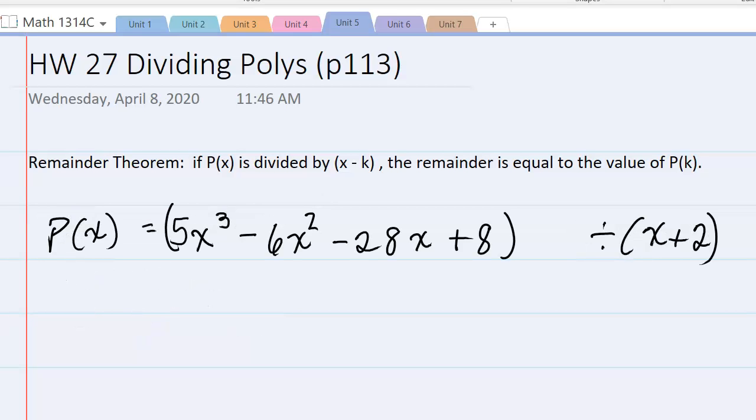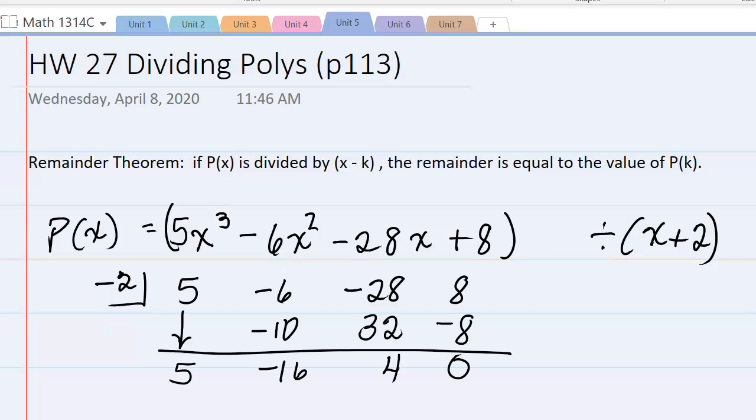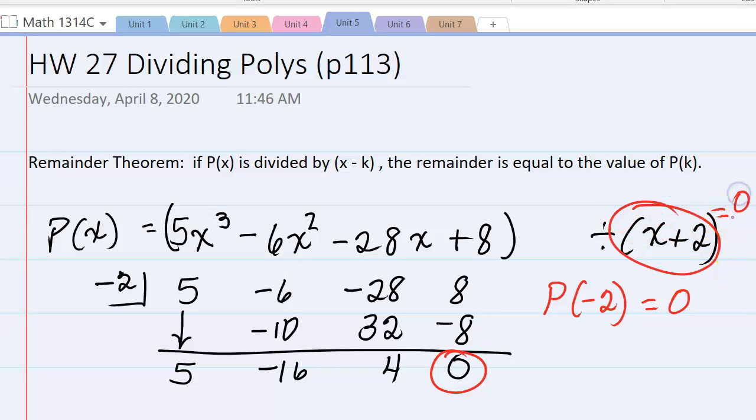In example number 1, we had p of x equal to 5x cubed minus 6x squared minus 28x plus 8, and we divided it by x plus 2. We found by synthetic division that there was no remainder, or a remainder of 0. By the remainder theorem, we can conclude that p of negative 2 is equal to 0. Note that we are using x equal to negative 2 because we are solving the divisor x plus 2 equal to 0, just like we did for synthetic division.